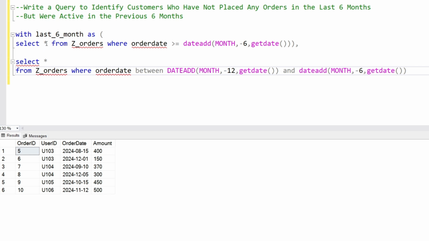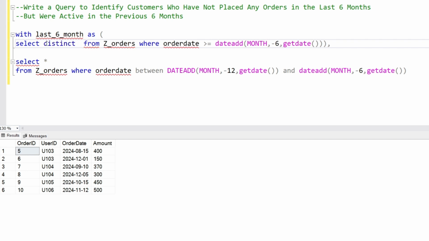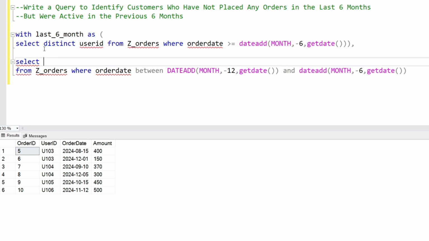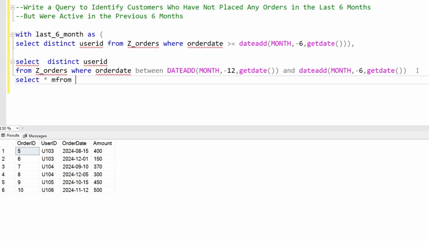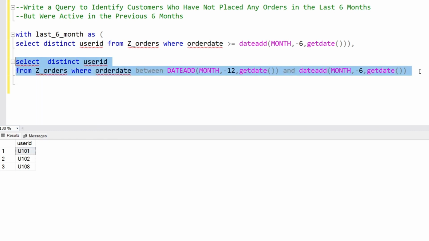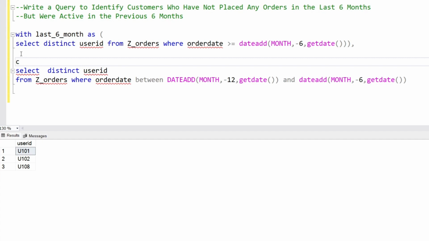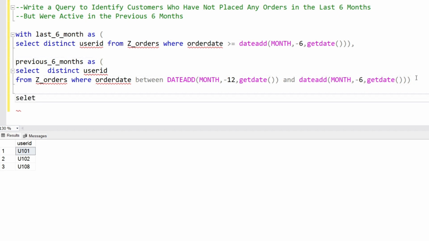Now what I'm looking for is the distinct user ID. I'm only concerned about the user IDs. So these are the customers who were active in the previous 6 months, for example user ID 128. Let's rename this CTE previous 6 months, as. Now select star from previous 6 months.